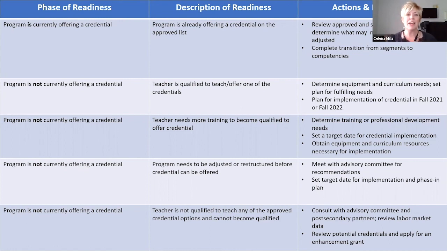So we know that if you're going to be implementing a new credential, it's probably unlikely that you're going to be able to dive in and offer it first thing in the fall. And so what we're asking is that you think about your own phased in implementation. What is it that you need? What do you need from us at the state? What do you need from your administrators? What things do you need to know? What kind of help do you need from your advisory committee, or what resources do you need? And you create a plan so that you can work towards that implementation. And again, you'll get this slide so that you can peek at it as well.